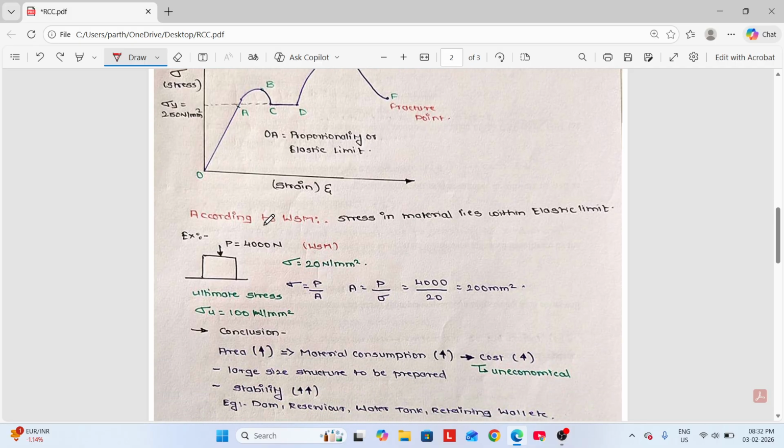But according to the working stress method, the stress in the material lies within the elastic limit. For example, say there is a block and the load applied on it is 4000 Newton. The stress is 20 Newton per mm square. So stress is equal to force upon area, and so the area can be calculated as load upon stress.